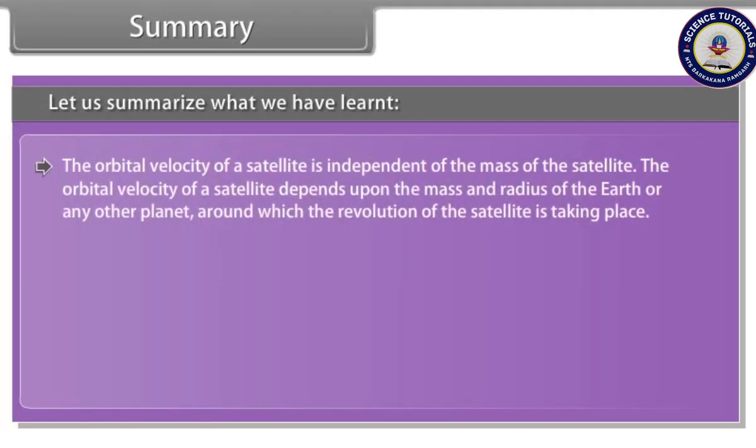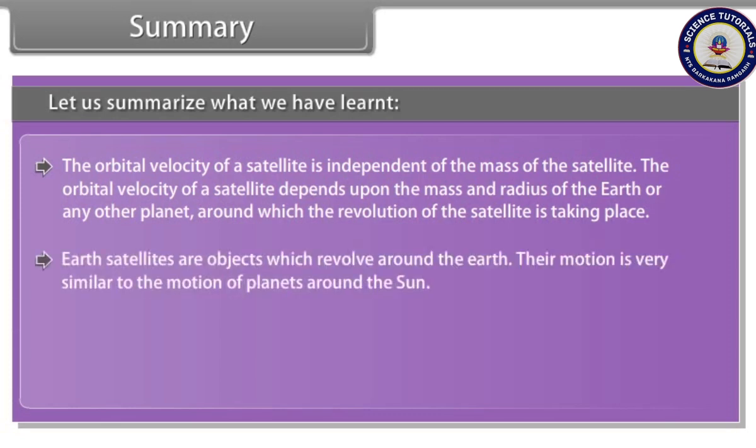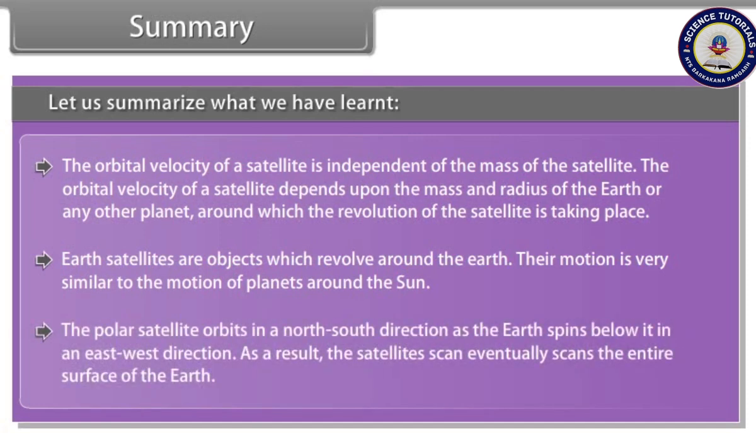The orbital velocity of a satellite depends upon the mass and radius of the Earth or any other planet around which the revolution of the satellite is taking place. Earth satellites are objects which revolve around the Earth. Their motion is very similar to the motion of planets around the Sun. The polar satellite orbits in a north-south direction, as the Earth spins below it in an east-west direction. As a result, the satellite eventually scans the entire surface of the Earth.